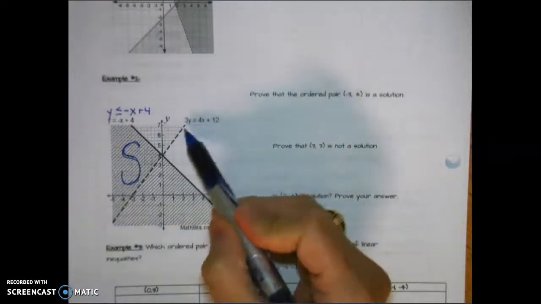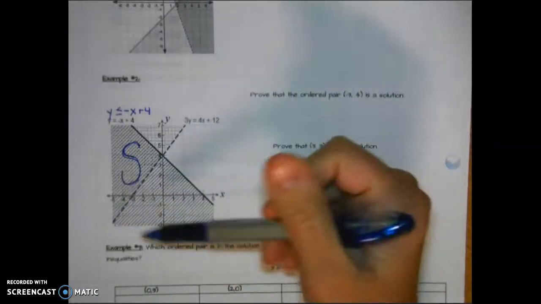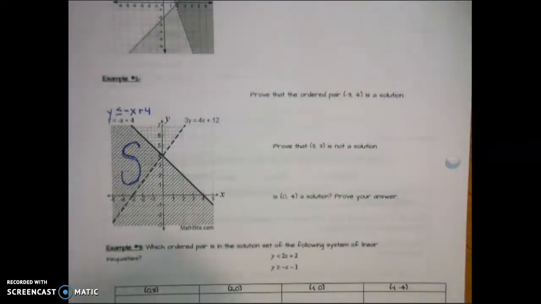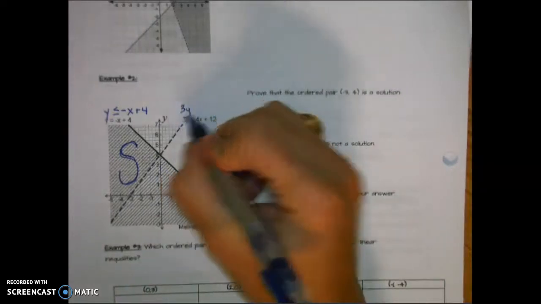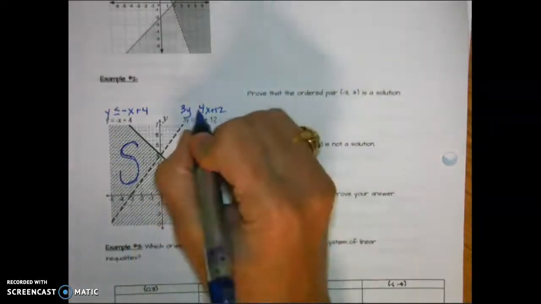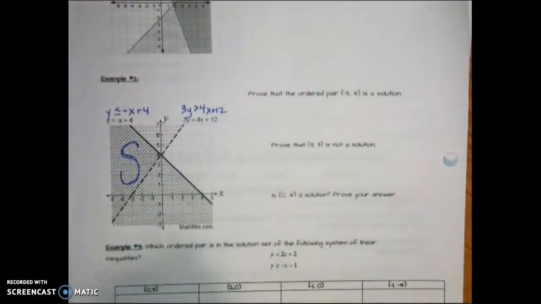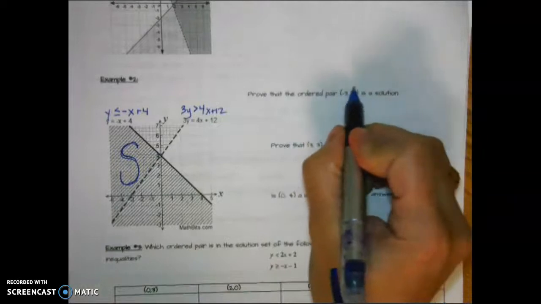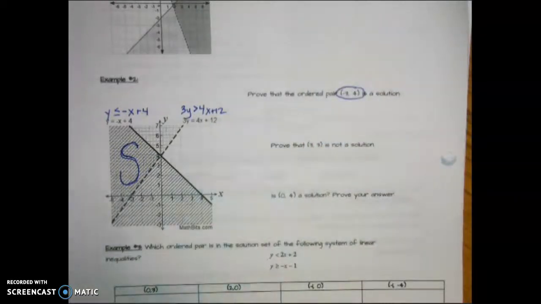Now this equation has to do with this dashed line and the shading above. So what symbol would you replace the equal sign with? So dashed line and shaded above. Hopefully a greater than symbol. So we want to prove that this ordered pair is a solution to the system. That means it has to be true for both inequalities at the same time.